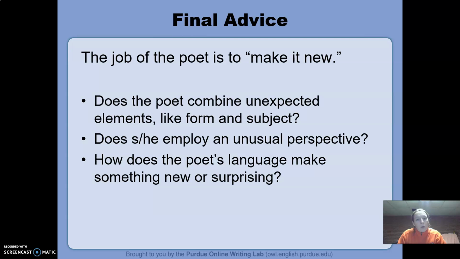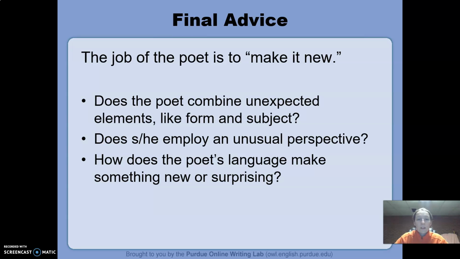Remember that the job of the poet is to make something new. So they want to give something, a new, unheard of idea to this. Do they combine unexpected elements like form and subject? Does the poet employ an unusual perspective? How does the poet's language make something new or surprising? For example, in her poem Daddy, Sylvia Plath uses a nursery rhyme-like opening and overall rhythm to present very serious and often disturbing subject matter. This tension makes people want to keep reading. It's not what we expect.